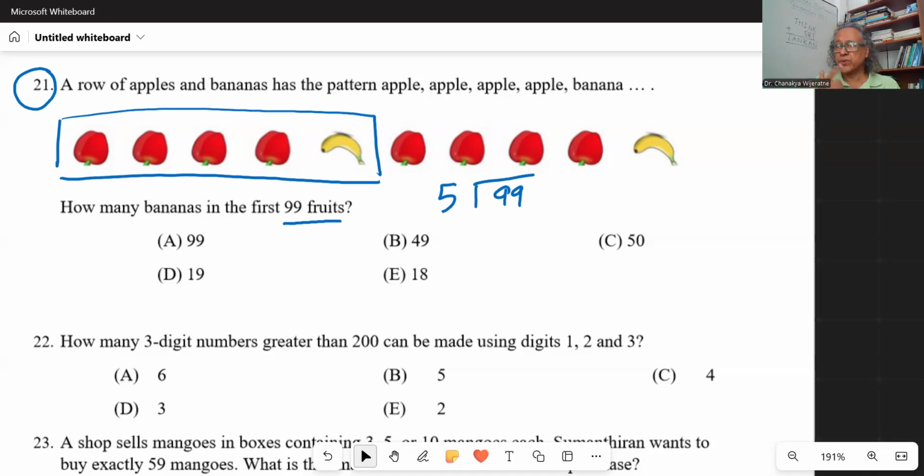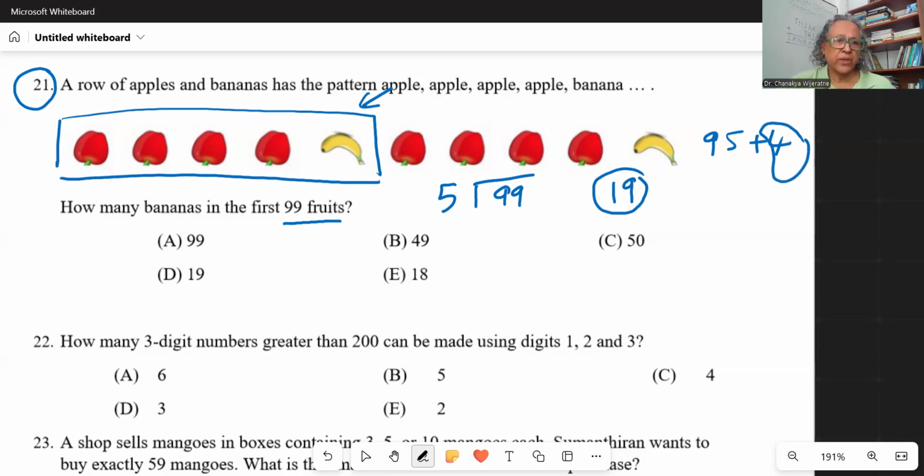So 20 5s go into 100. That means 19 5s go into 99. So there are 19 bananas and the remaining 4. Now 19 times 5 is 95, right? 5 less than 100. So 95 plus 4. Now these 4, after 19 blocks like this, you get 4 apples. So therefore, there are 19 bananas in the first 99 fruits.